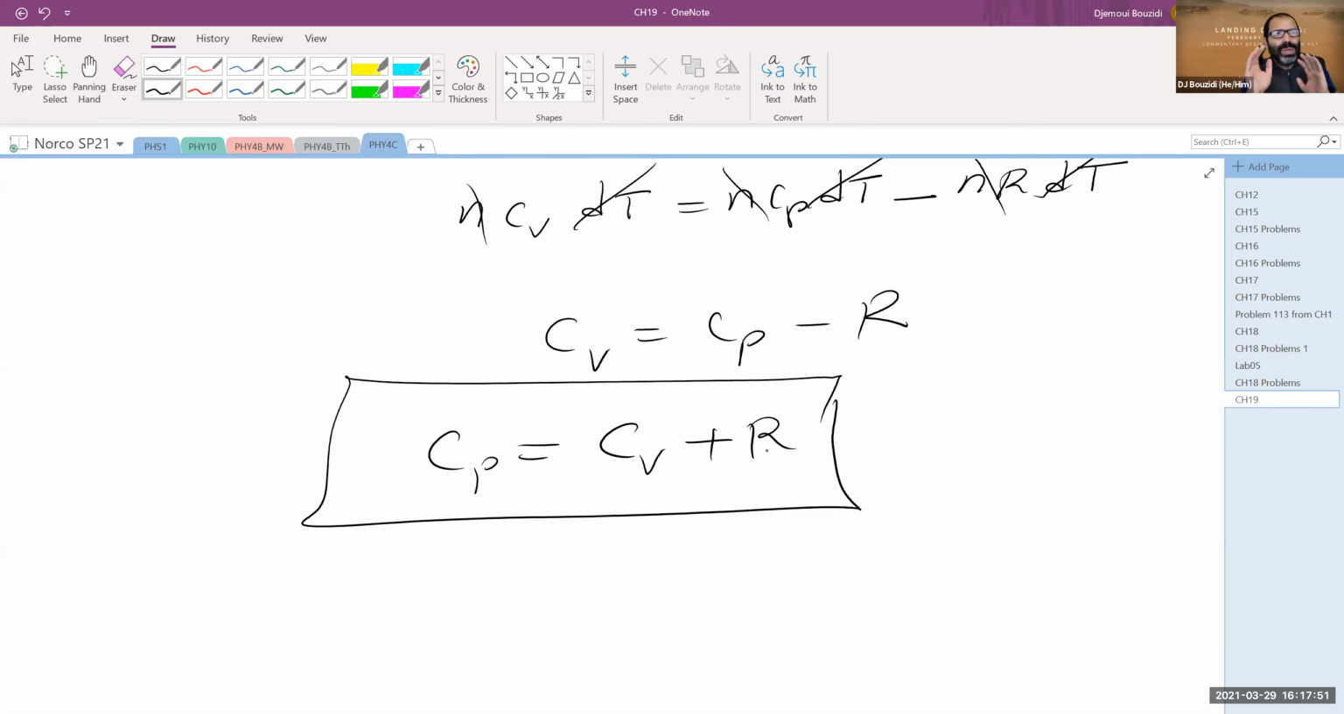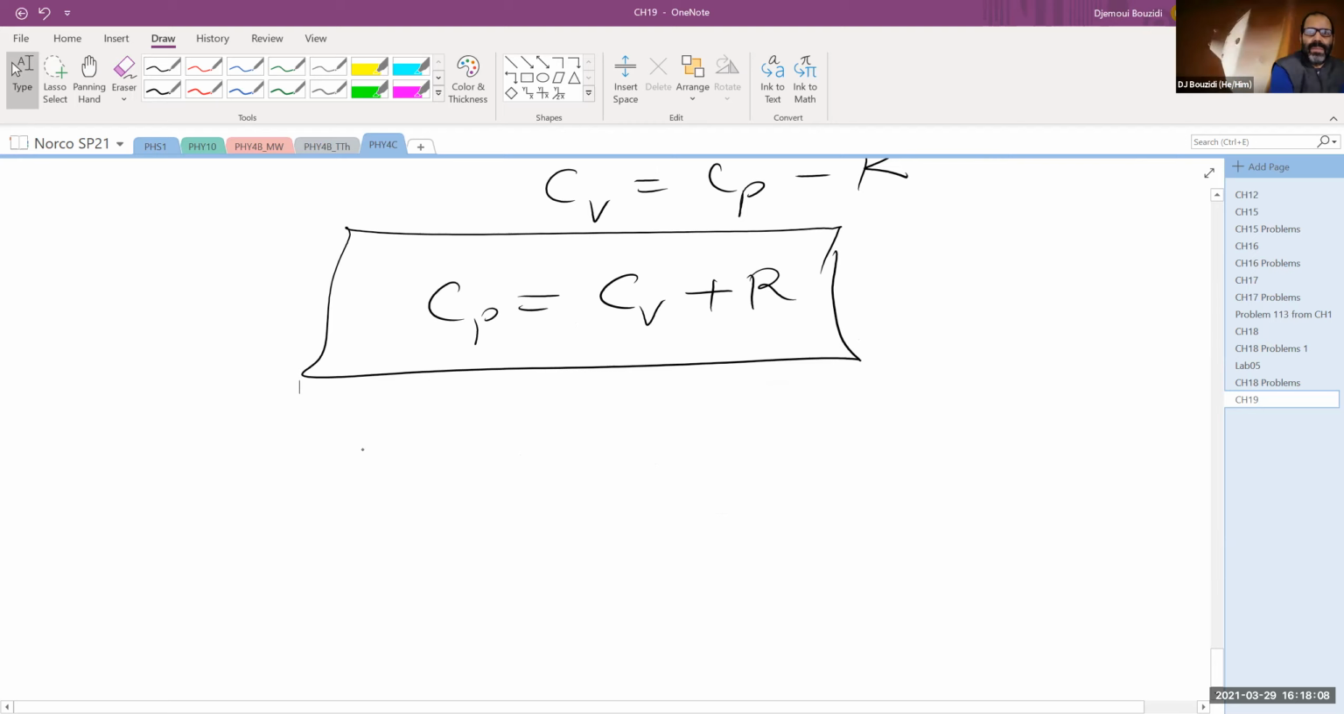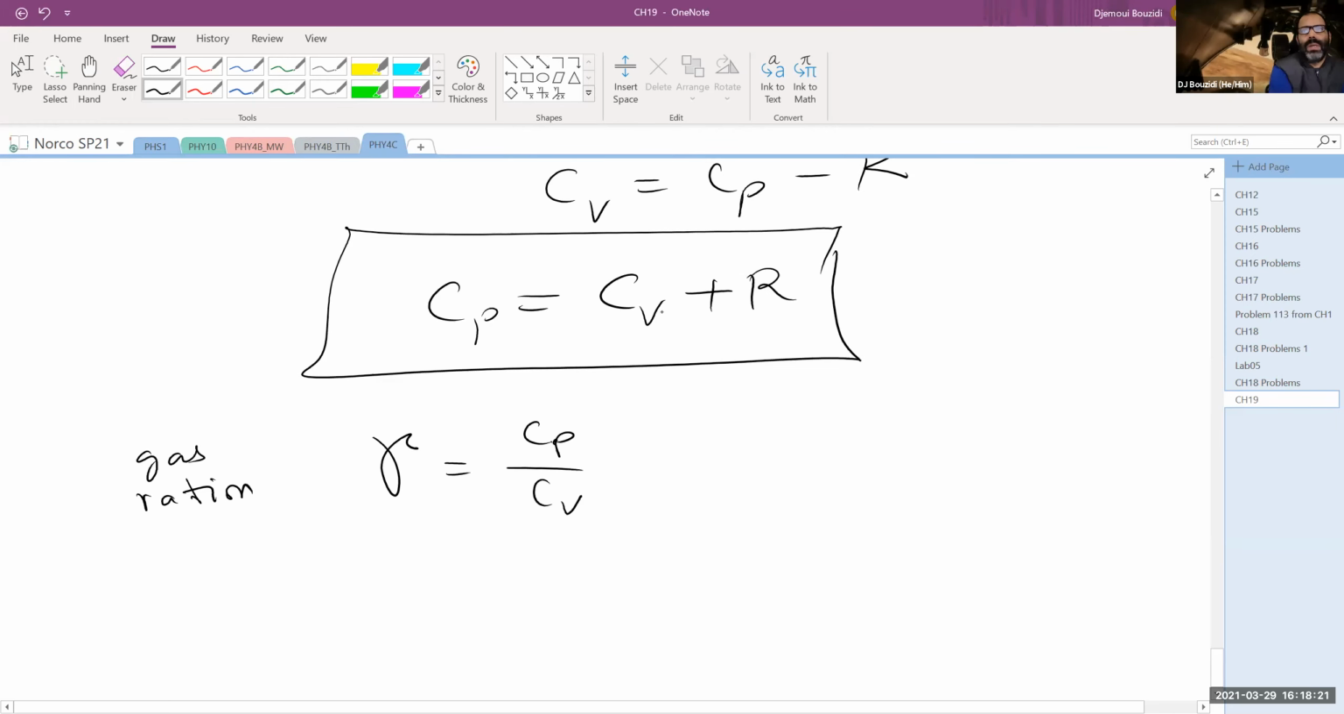Okay, so this is a connection between Cp and Cv, and this is true all the time. No matter where you are, which system you have, this relationship is useful. Sometimes they give you just Cv, and you're supposed to find Cp because you know R is 8.314. And most of the time they don't give you that either. They give you gamma, and gamma by definition, this is the gas ratio. It's the ratio of the molar specific heat at constant pressure over the molar specific heat at constant volume. So again, this is the molar specific heat, the first one at constant pressure and the second one at constant volume.